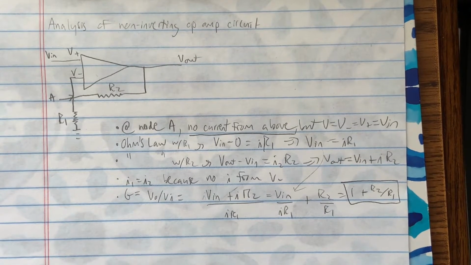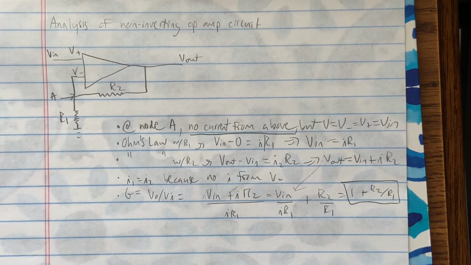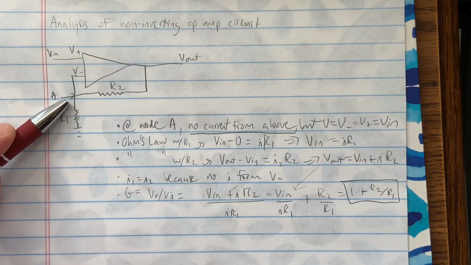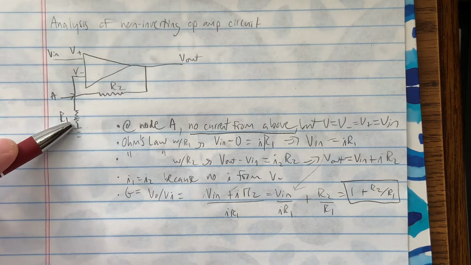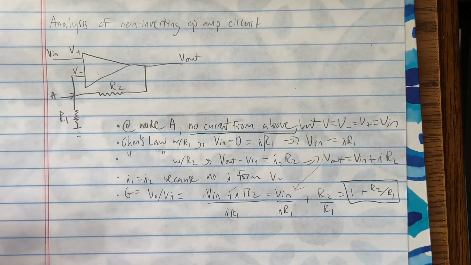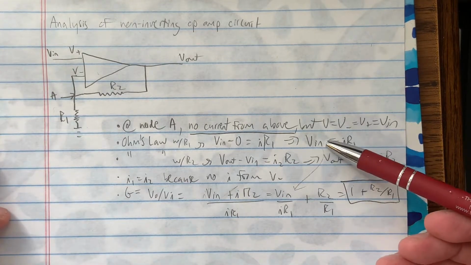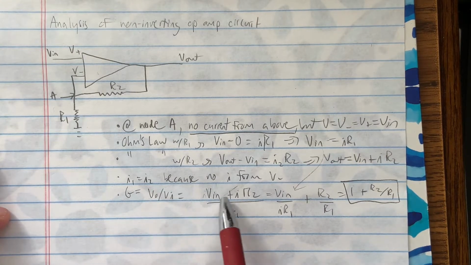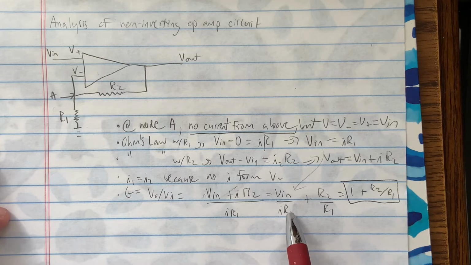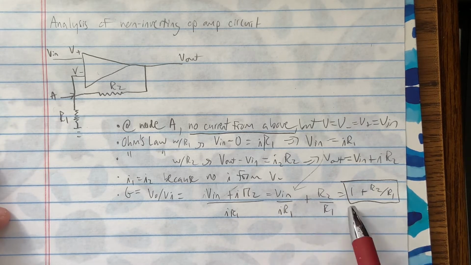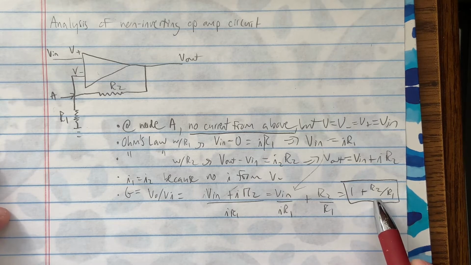This is my analysis of a non-inverting op amp circuit per exercise 1. Basically what I did is I took a node here at point A. I used Ohm's law for the current coming in and the current going out, because I know there's no current from V negative. I solved for V in and V out, and then I solved the gain using the ratio of V out to V in. After canceling out and considering that V in is just IR1, I was able to resolve it to 1 plus R2 over R1 for the gain.